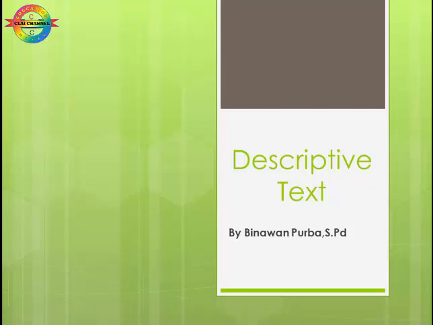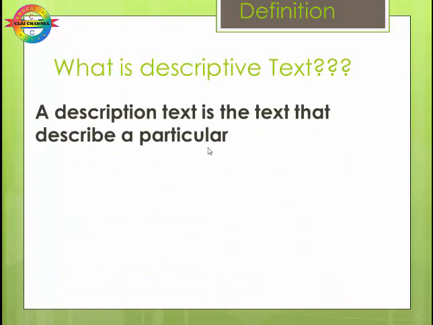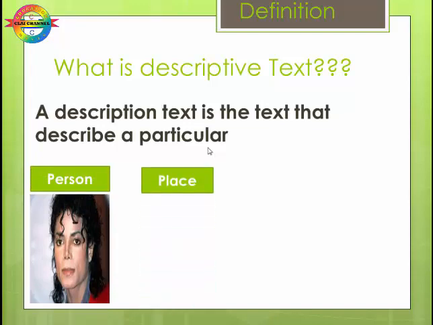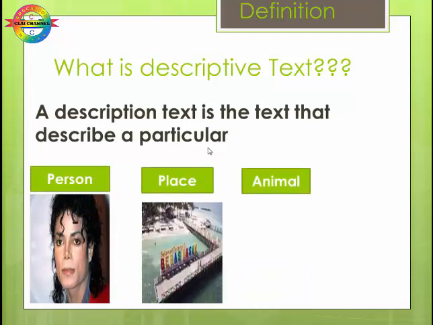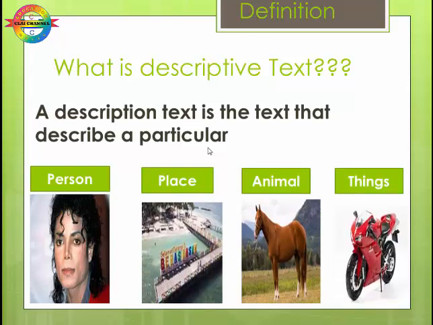Okay, what is the meaning of the descriptive text? Let us see the definition of a descriptive text. A descriptive text is the text that describes a particular. What kinds of particular? First is particular of person, particular of place, animal, and things. Okay, let us discuss one by one among the four items that we shall learn in this chapter.